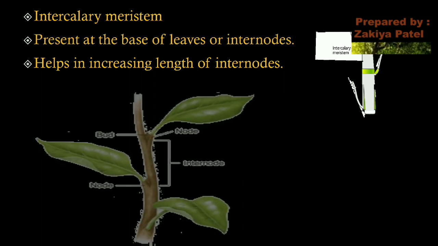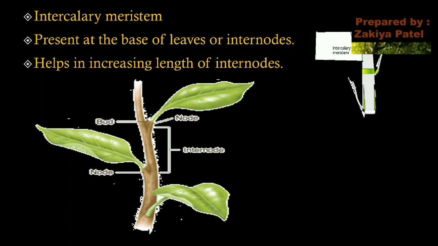The function of intercalary meristem is to help in increasing the length of internodes. You can see over here in this figure, this is called one node, this is called another node. The point from where the leaf starts growing is called a node, and the distance between two nodes is called an internode.